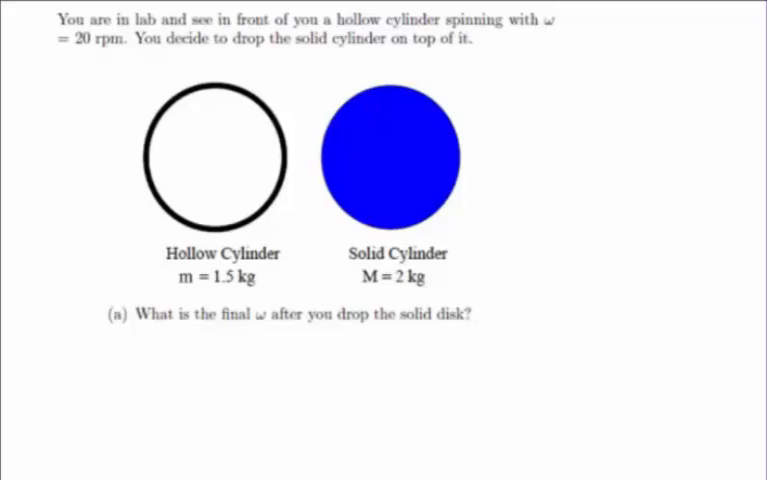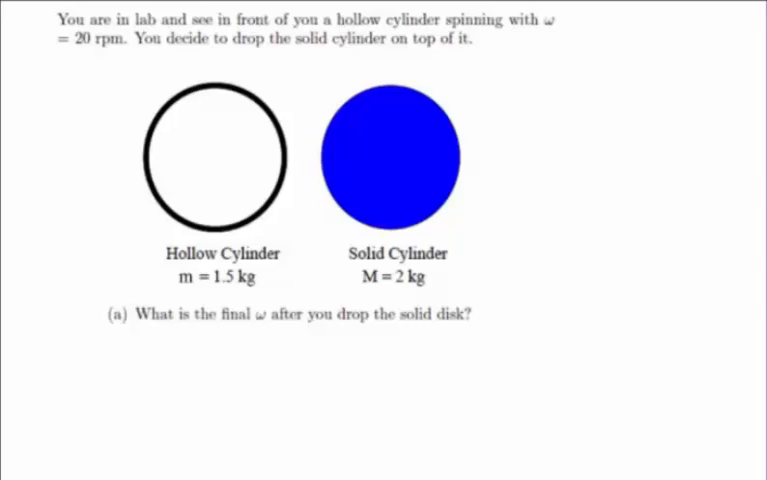You are in the lab and see in front of you a hollow cylinder spinning with lowercase omega equals 20 RPM. You decide to drop the solid cylinder on top of it. What is the final omega after you drop the solid disk?